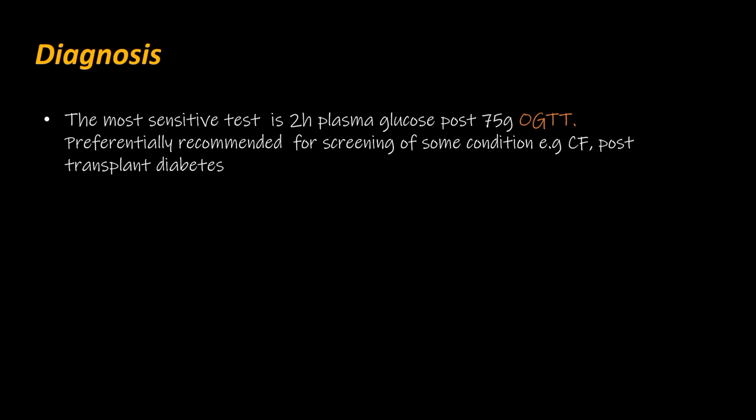The most sensitive test in the diagnosis of diabetes is the 2-hour plasma glucose after a 75-gram oral glucose tolerance test. So the OGTT is the most sensitive test. This is very important to remember, because in most exams this question is asked: what is the most sensitive test for diagnosis of diabetes? The oral glucose tolerance test is the most sensitive test. It is preferentially recommended for screening in some conditions, for example cystic fibrosis and post-transplant diabetes.